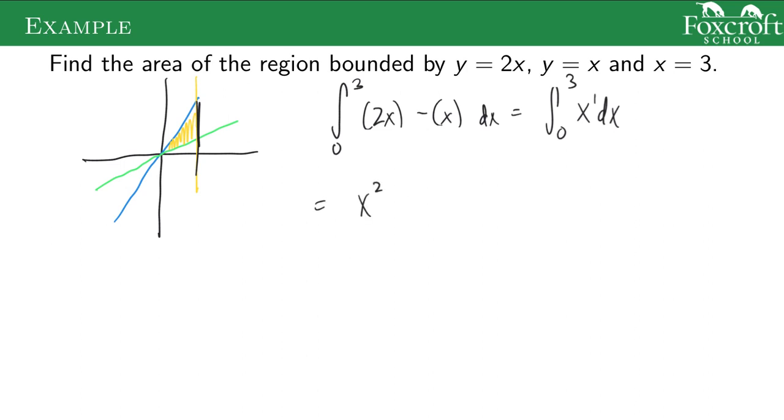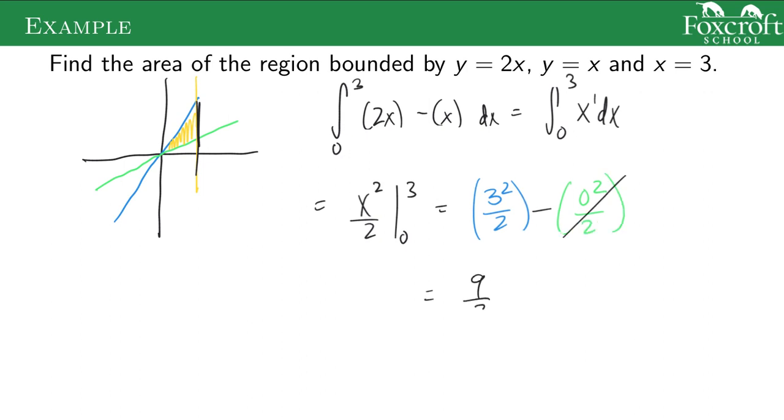Add 1 to the exponent, divide by the new exponent, move from 0 to 3. Plug in 3 first. Subtract when I plug in 0. Oops, not 0 there, 2. Right, that goes away. I just get 9 over 2. So 9/2 is the area between these regions.